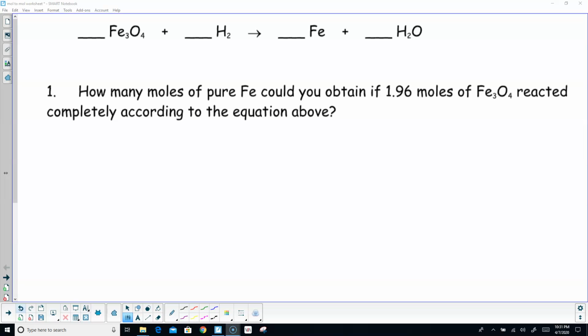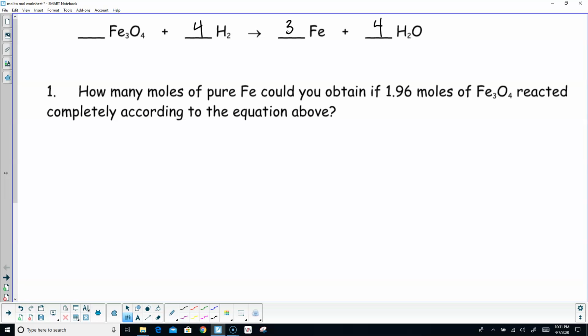I'm going to leave the iron alone for now because I have iron all by itself. That's going to be pretty easy to fix. Let's look at the oxygen, 4 and 1. So if I go ahead and flop a 4 here, that gives me 4 oxygen. The hydrogen turned into 8. I can fix that by putting a 4 here. Now everything is fixed minus the iron. So if I put a 3 here, it's good. It's balanced. That is the balanced formula equation, 1, 4, 3, 4 for the coefficients.